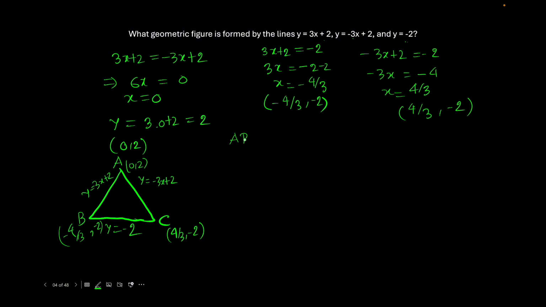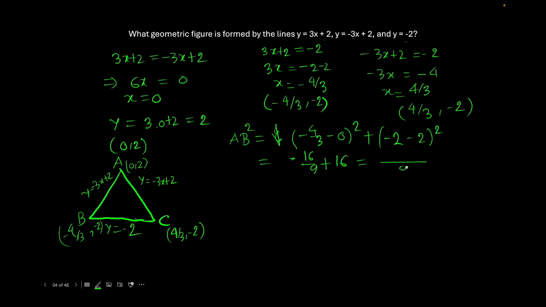Now if we want to find AB, or AB squared, it will be the distance formula, the difference in the x-coordinates and y-coordinates. So for AB, the change in x is minus 4 by 3 minus 0, whole square, plus minus 2 whole square. So it will be 16 by 9 plus 16. So we can write it as 16 plus 9 into 16, all over 9.